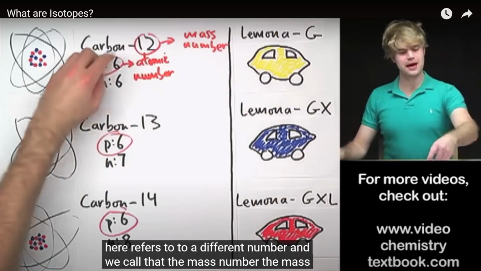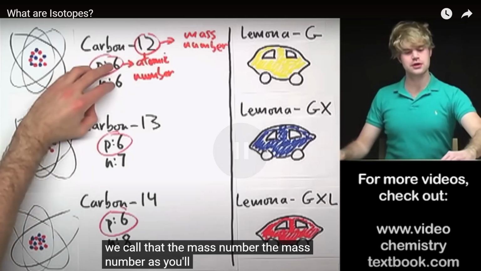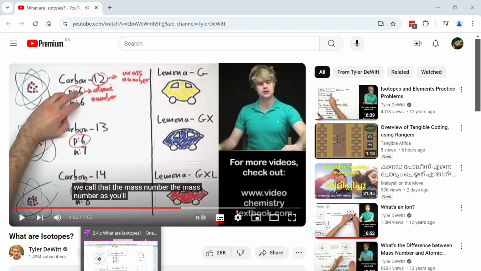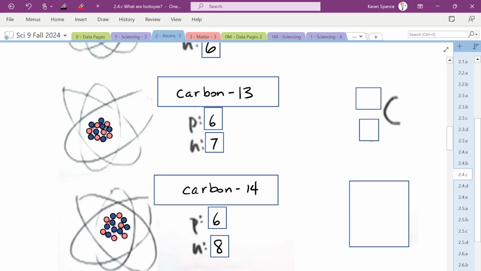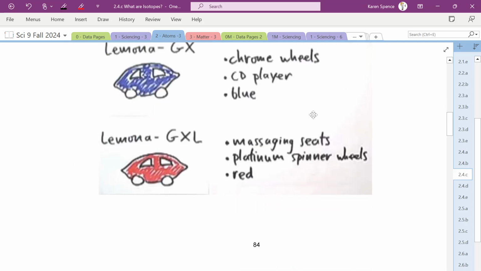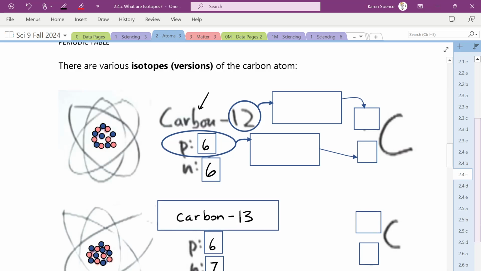Okay, so we're going to fill those in on our sheet. So we're here. When we have the protons, what are the protons? That is the what number? That is our atomic number. And that 12, what is that 12? That is our mass number.